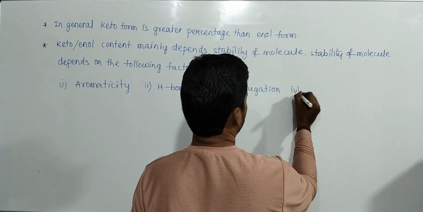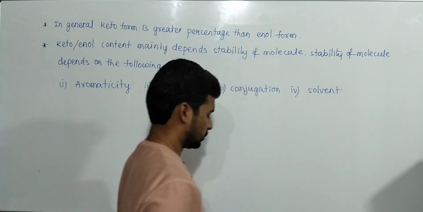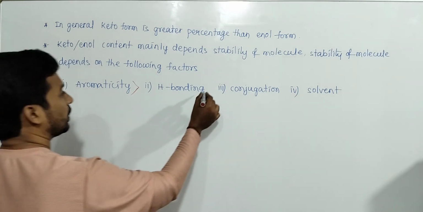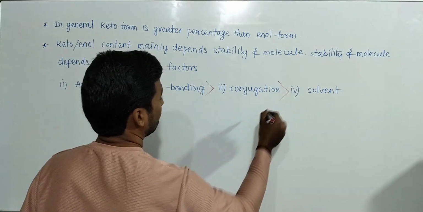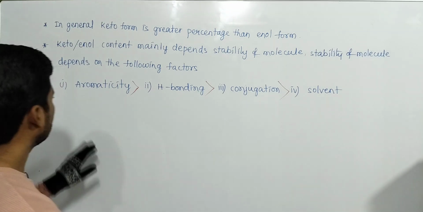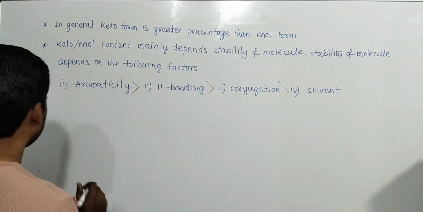Next, solvent can also affect keto-enol content. Okay, here the domination: aromaticity is more dominant than hydrogen bonding, than conjugation, than solvent. Solvent has a very little amount of effect. Aromaticity affects the percentage of composition. So, example.